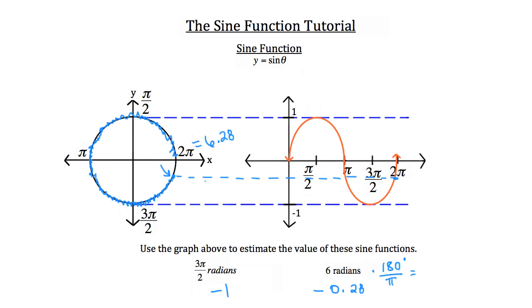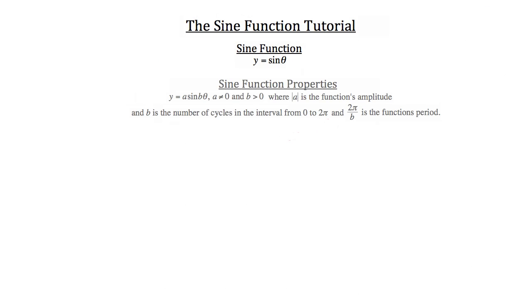Alright, so now that you have a basic understanding of the sine function, let's go ahead and take a look at some of the properties of the sine function. Here we have a list of the sine function properties. The standard sine function is y equals a sine b theta, where a cannot equal 0 and b must be greater than 0, and the absolute value of a is the function's amplitude, which, if you recall, is 1/2 the difference between the maximum and minimum points on that sine function. And b is the number of cycles in the interval from 0 to 2 pi, when 2 pi over b is the function's period.